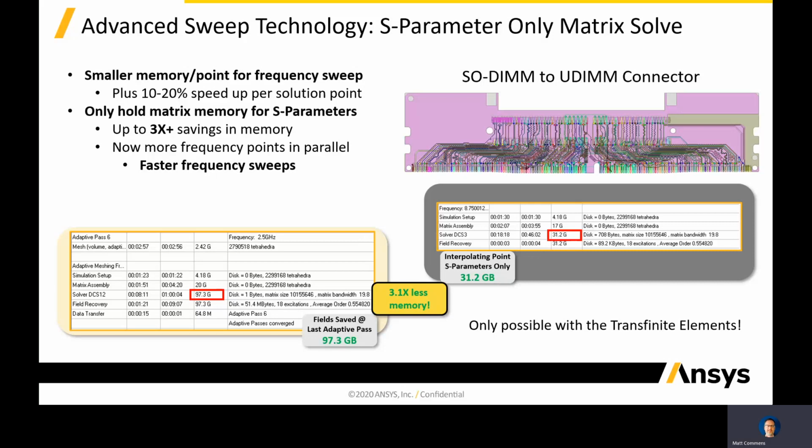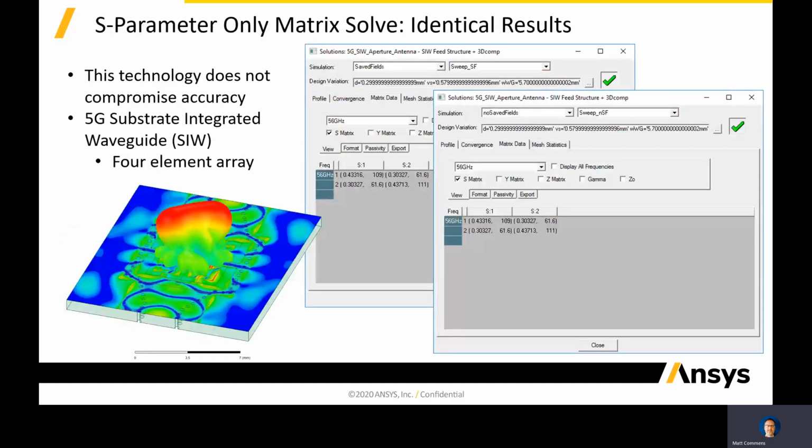Connector module, we realized a 3x savings in memory from 100 gigabytes down to 31 gigabytes for a single frequency point. What does that mean with that memory savings? Well, when we solve frequency points in parallel on a given set of hardware, we can pack more points in parallel and then overall get a faster frequency sweep. Now, this technology does not compromise the accuracy. You get the exact same identical results whether you're using S-Parameter only matrix solve or not.